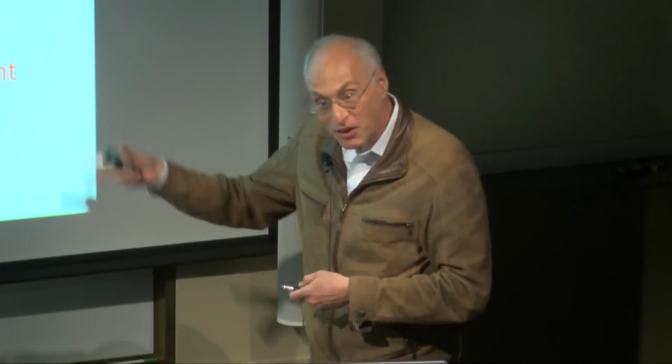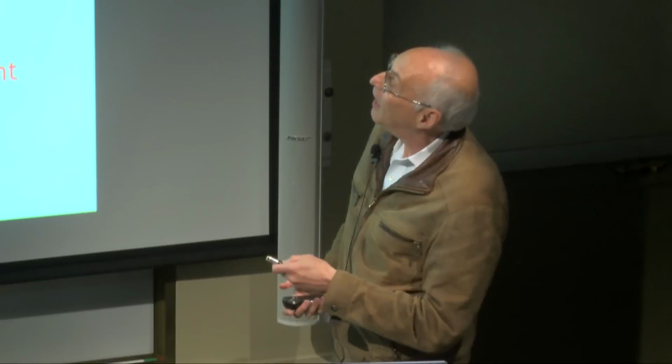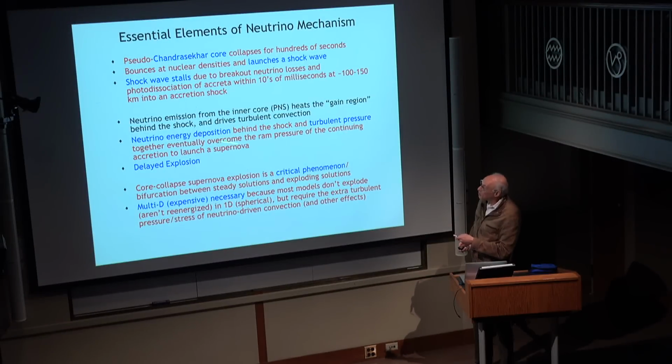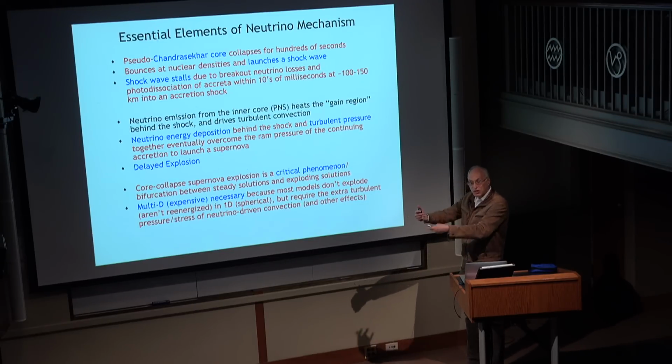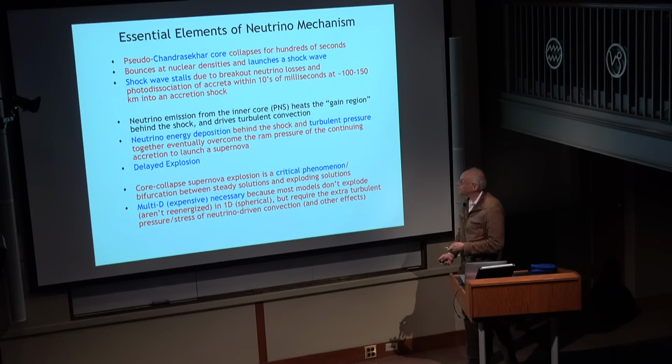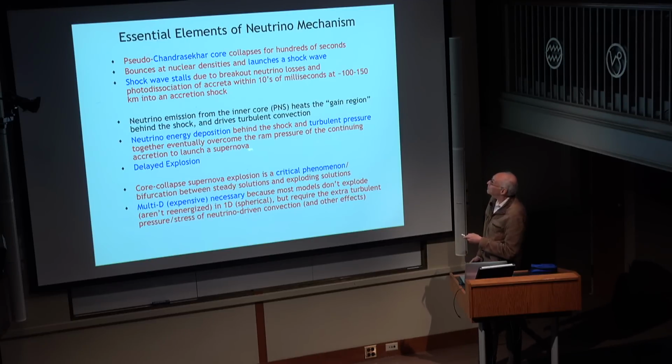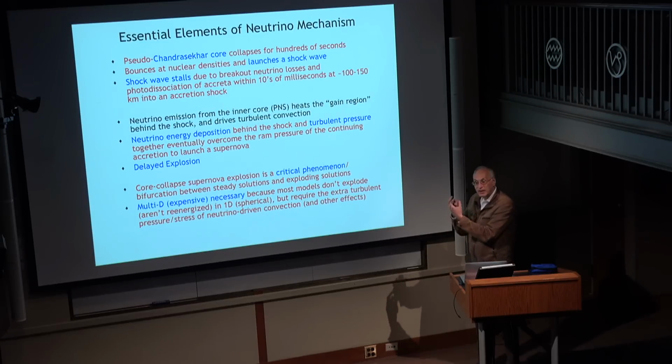Again, there's a lot of physics here I'm going to go through fairly quickly. The neutrino emission, though, continues, and it continues for many, many seconds. The neutrino energy deposition behind the shock on those neutrons and protons behind the shock is really the agency, and that's the ultimate source of energy for the explosion, by and large. But there's also the turbulent pressure. And when you put energy into turbulence, you have a more efficient stress.